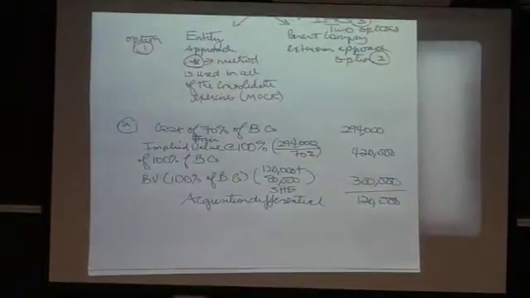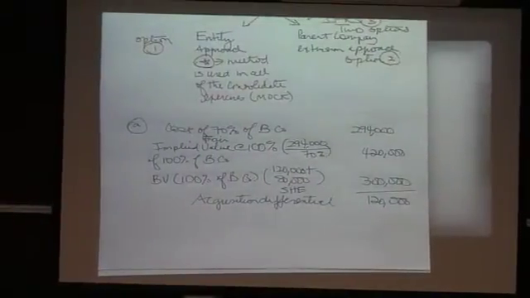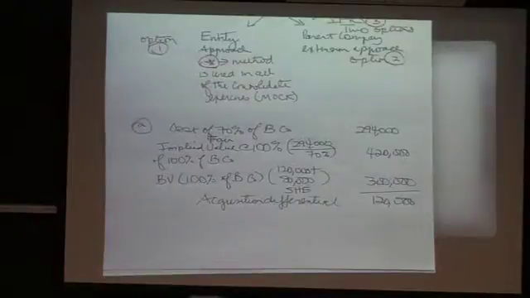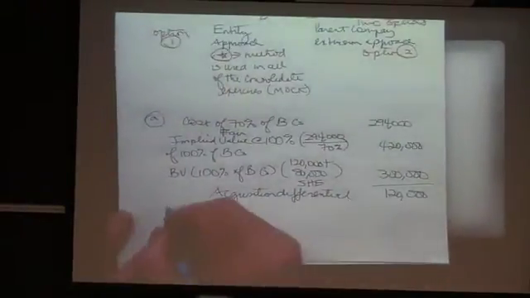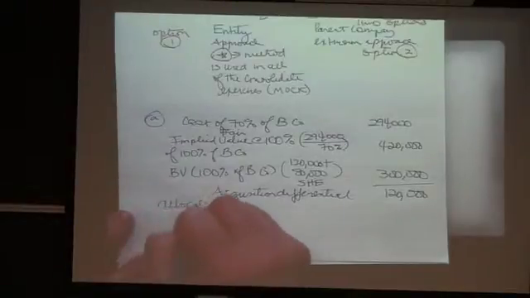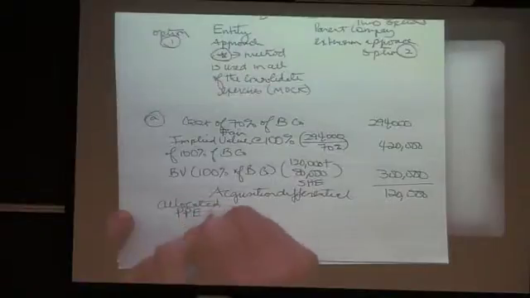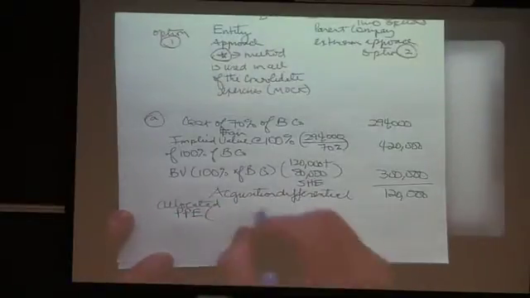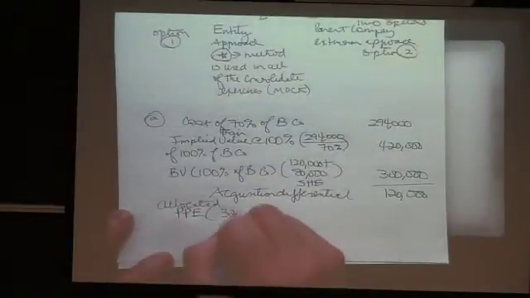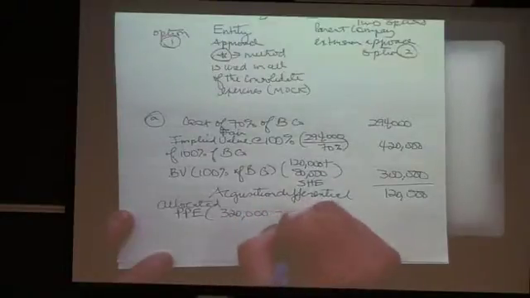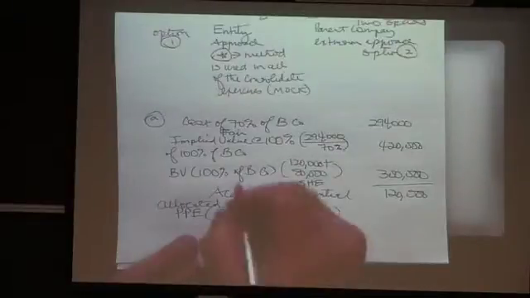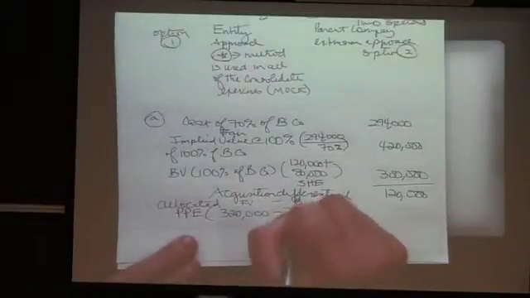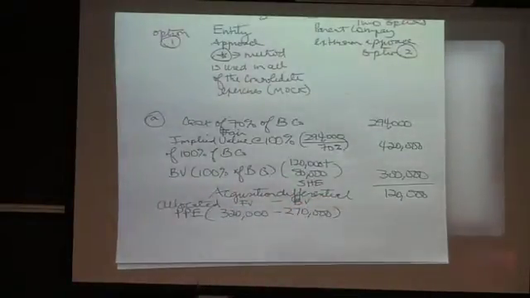Now, we are told that there was only one item that had a difference in fair value and book value, and that is property, plant, and equipment. So we're going to allocate that to identifiable assets, so property, plant, and equipment. I always show the fair value less book value. So this is fair value less book value to give me 50,000.